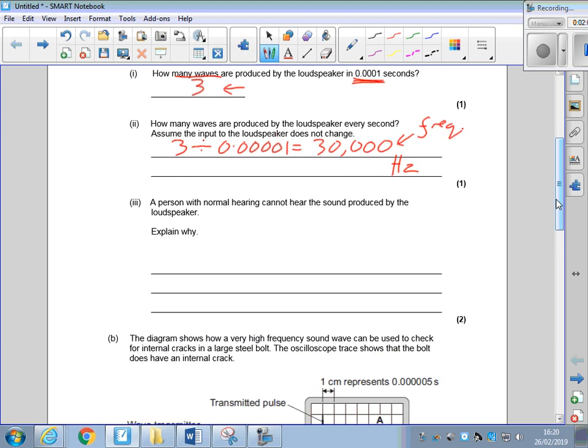If there's 30,000 waves in a second, so the frequency is 30,000 hertz, then why can't a normal person with normal hearing hear that sound? Well, to understand that, you've got to realize that human hearing has a limit of around 20,000 hertz. If you mention that is the maximum limit of human hearing, that will get you 1 mark. And then by saying this value is over that, we are going into ultrasound, that gets you the 2nd mark. If you just said that this value is ultrasound or ultrasonic, that would also get you a mark.